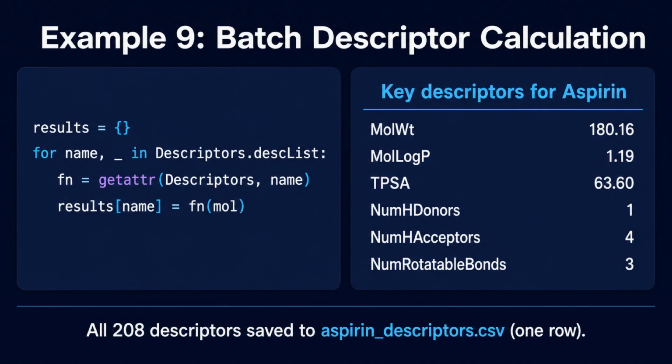Example 9 shows batch calculation of every descriptor RDKit provides. Loop over Descriptors.descList, fetch each descriptor function by name, and evaluate it on the molecule. That gives you over 200 descriptors in one pass. For aspirin, print the key ones: molecular weight, logP, TPSA, hydrogen bond donors and acceptors, rotatable bonds, and ring counts. Then save the complete result as a one-row DataFrame to a CSV file.